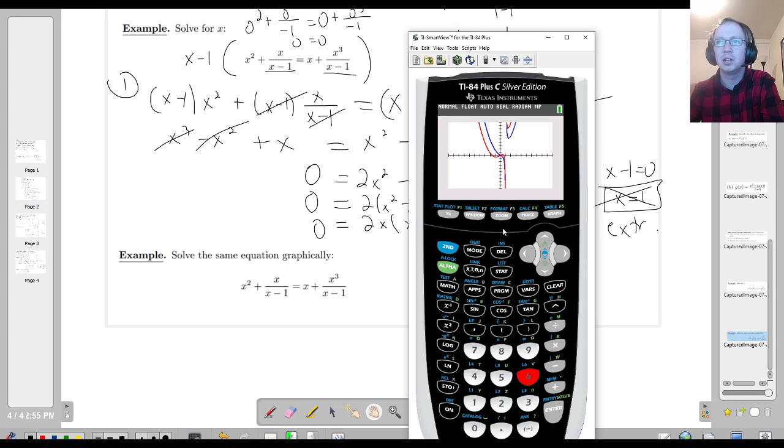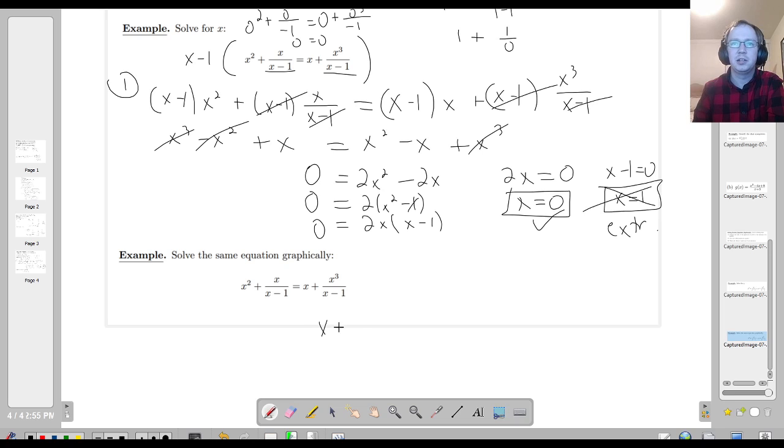I'm going to use the intersection method, so second calc, pick that intersect feature, number 5. Something from the blue curve, something from the red curve. Here's my guess. And my calculator's going to confirm, yep, that's really at the point x equals 0. So whether we do this algebraically or graphically, we'll get the same answer, x equals 0. But I will advocate it tends to be a bit easier to just solve these algebraically, because the graphs can be very strange and very difficult to find the intersection points if you're just looking at the picture.